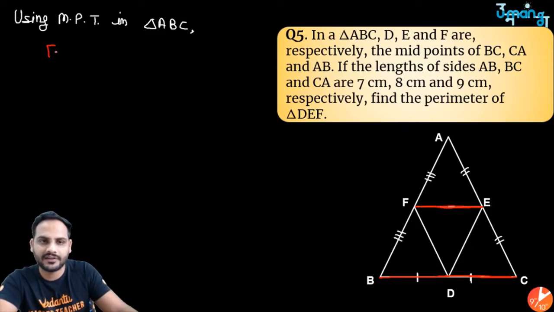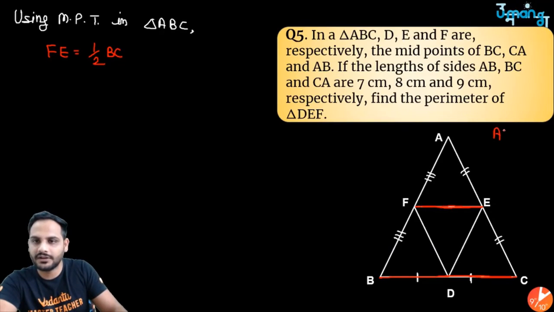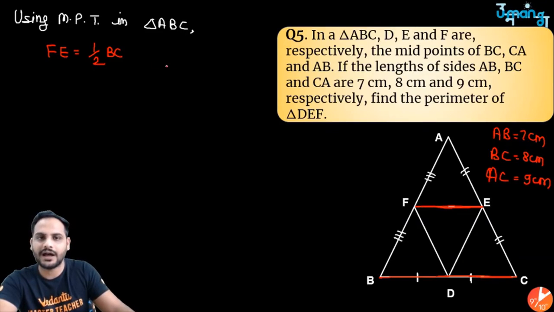तो I will say सर FE is equal to half of BC. BC कितना है बेटा, देखो it is given AB is 7 centimeter, BC is 8 centimeter and CA or AC is 9 centimeter. So half of BC, that means half of 8 which is equal to 4 centimeter. तो FE कितना हो गया बेटा, 4.